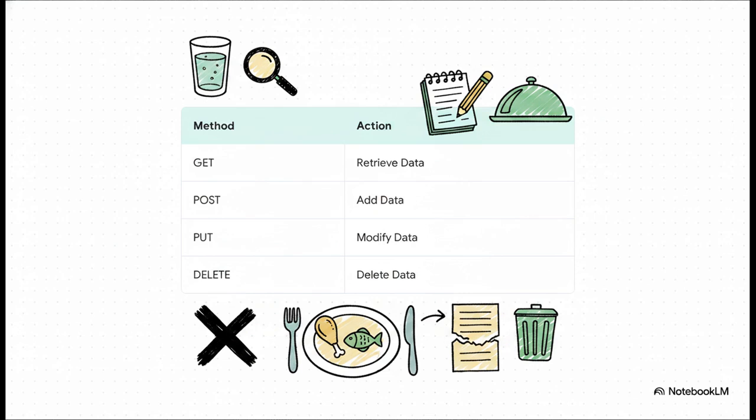Think of these as the specific instructions jotted down on a restaurant order ticket. A GET request is simply asking to retrieve data, like asking for a glass of water. POST is when you want to add new data, like submitting a brand new order to the kitchen. PUT is used to modify existing data, maybe changing your side from fries to a salad. And DELETE is, well, exactly what it sounds like, canceling the order completely. These 4 commands literally run almost every interaction you have online.